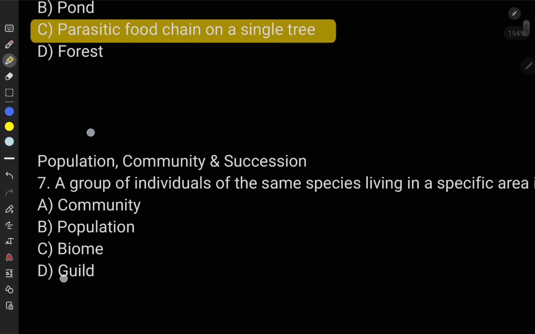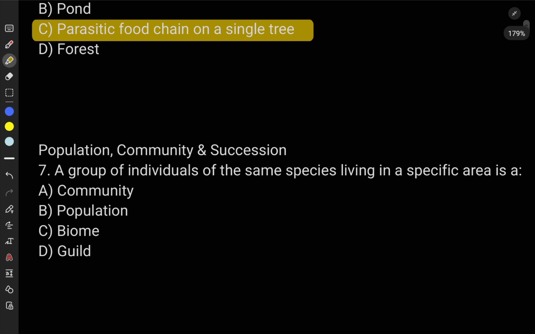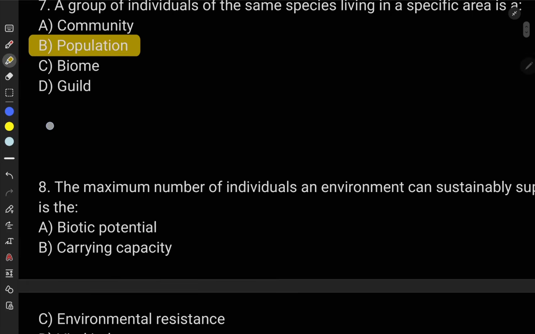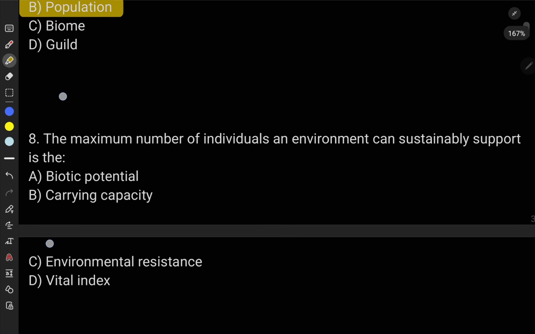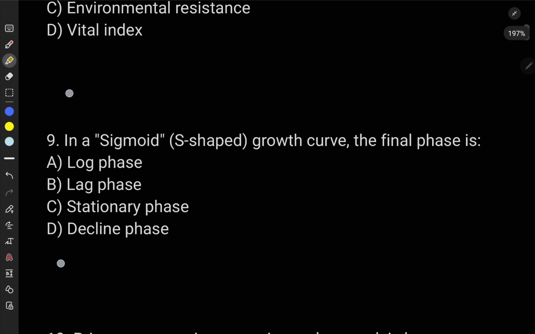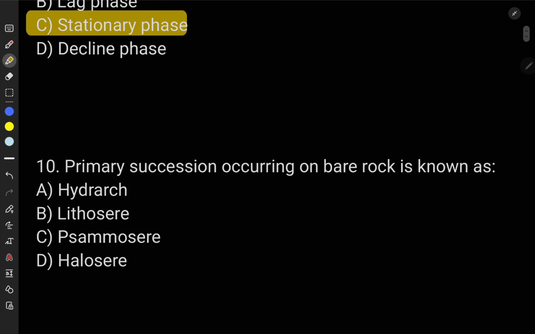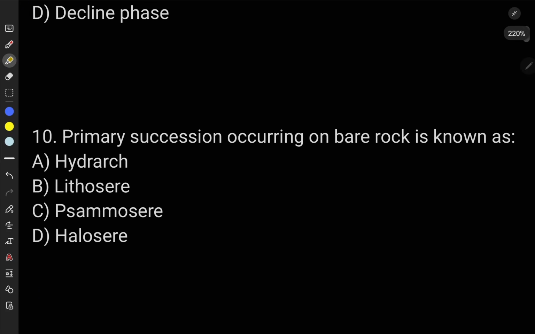A group of individuals of the same species living in a specific area is option B, population. The maximum number of individuals an environment can sustainably support is option B, carrying capacity. In a sigmoid growth curve, the final phase is option C, stationary. Primary succession occurs on bare rock.